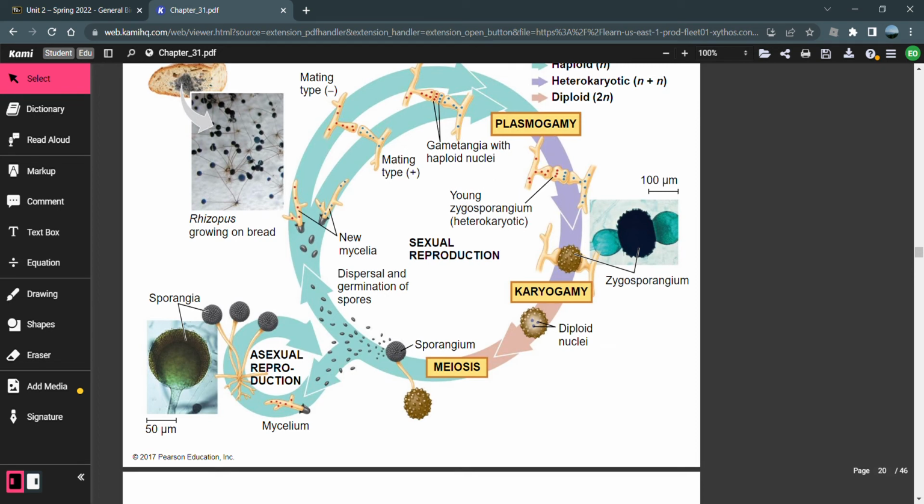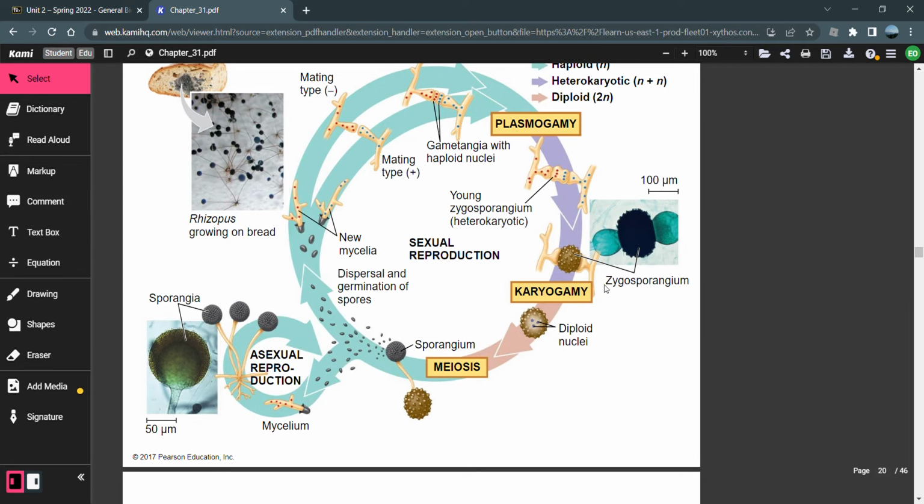Later, it will become a zygosporangium, and they will undergo karyogamy, which, of course, is the fusing of these nuclei with their pairs. So these 2 will fuse, these 2 will fuse, and these 2 will fuse, forming 3 diploid nuclei. And remember that the diploid stage of fungi is short-lived.